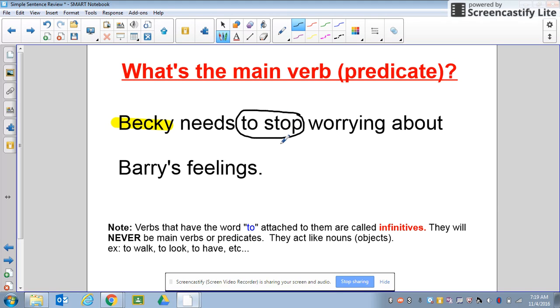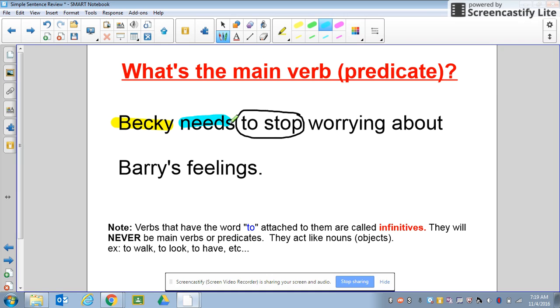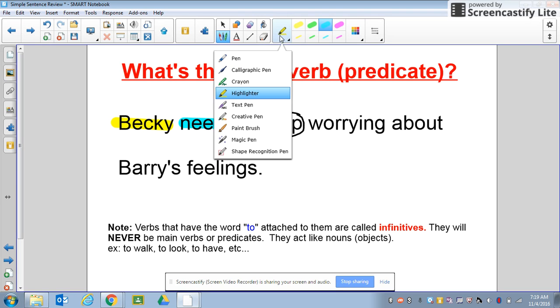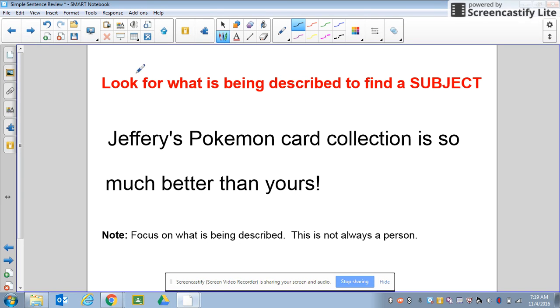because that's not the verb. So what you need to look at is what Becky's actually doing. She's not stopping worrying right now. She needs. So the answer for this one is needs. Needs is the verb. Remember that. I still see a lot of you guys saying to and a word in front of it. Like if I say I want to play golf, you guys will highlight to play, and that's not the verb here. The verb in I want to play golf would be want. So remember that. Whenever you see this, it will never, ever be the main verb. Okay, let's go on to the next one.